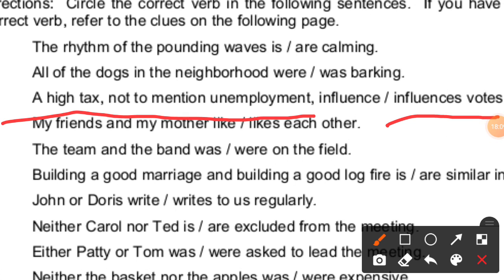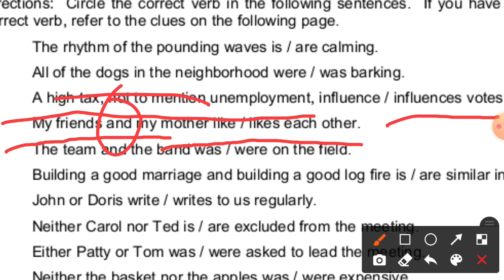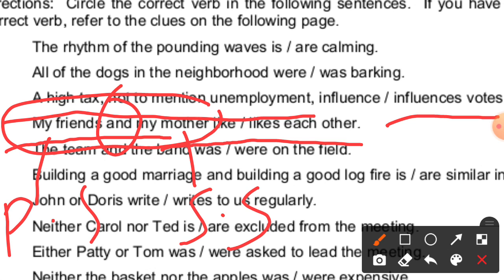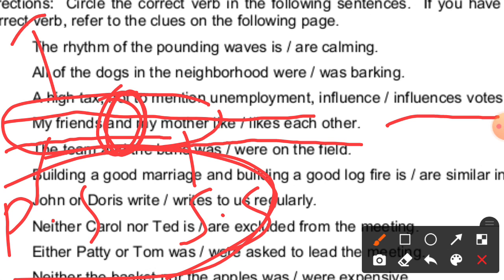Sentence number 4. My friends and my mother like each other. Now here we have a conjunction. See, "and", the joining word, is there. Whenever two or more than two subjects are given and they are connected by "and", then we have to assume them as a plural subject. So my friends is a plural subject and my mother is a singular subject, but when they are joined by the conjunction "and", they combinedly become a plural subject.